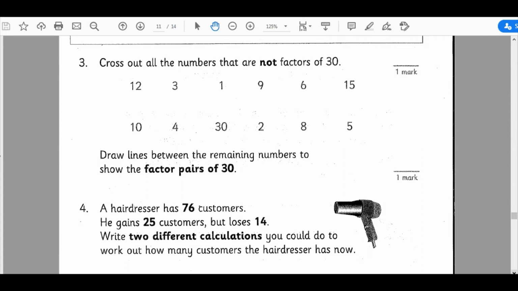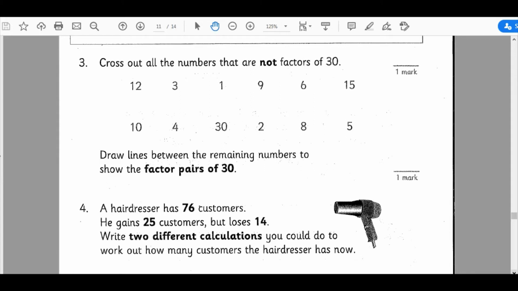So the first thing you need to do is look at those numbers and cross out all the ones that don't go into 30. So you couldn't times by something to get 30. So for example, 9, 30 is not in the 9 times table, so you wouldn't get to 30 by timesing 9 by something. So 9 is not one of them, so that would be crossed out.